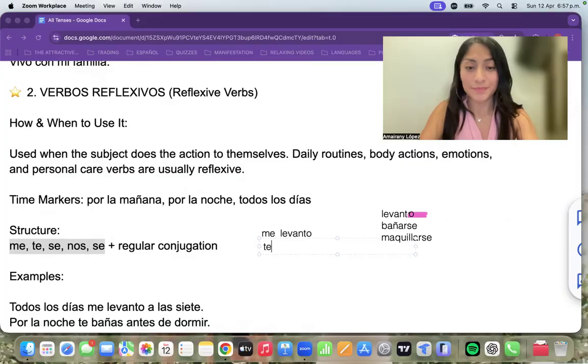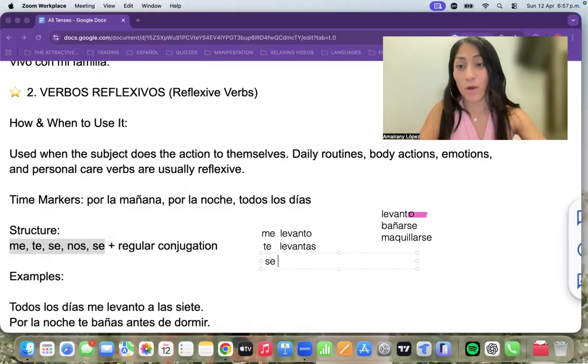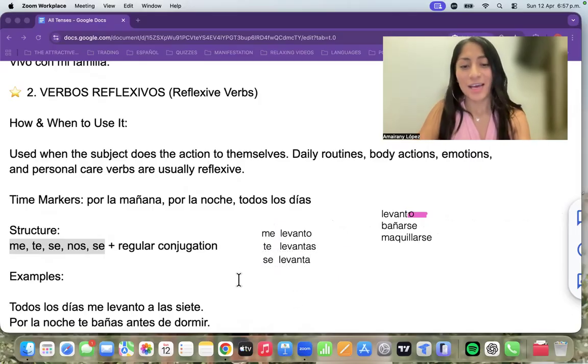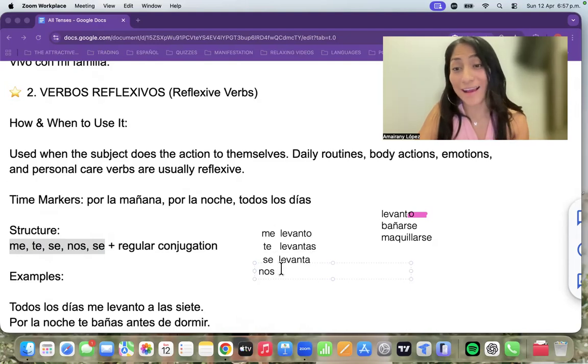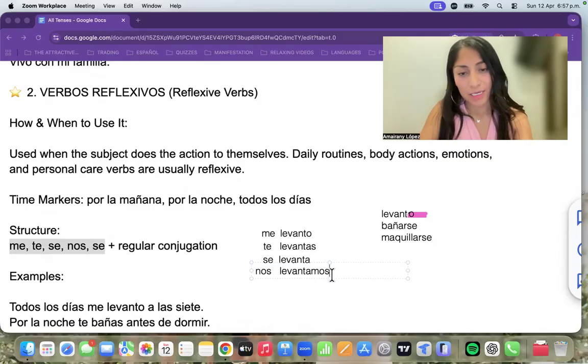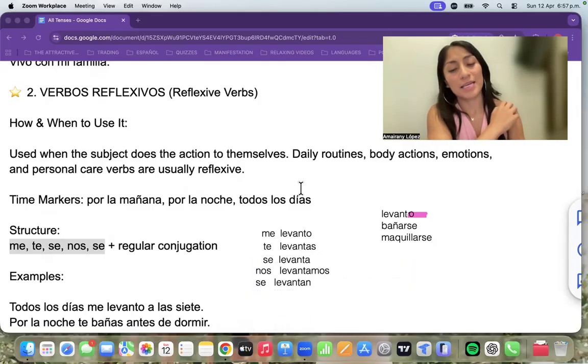Now, if it's you, te, and then again, we're still in an -ar ending verb, you would say te levantas, okay? For she wakes herself, sorry, she gets up. She gets herself up would be se levanta. We wake ourselves up. I'm sorry, I keep saying wake, but this is more like getting up. Nos levantamos. We get ourselves up. And se levantan. They get themselves up. Okay, so nos levantamos and se levantan.